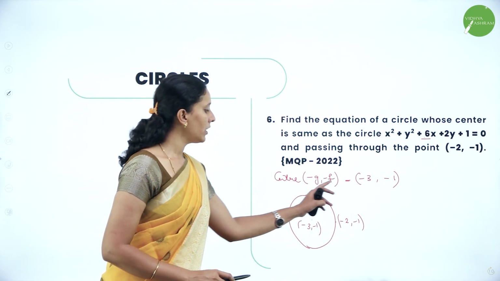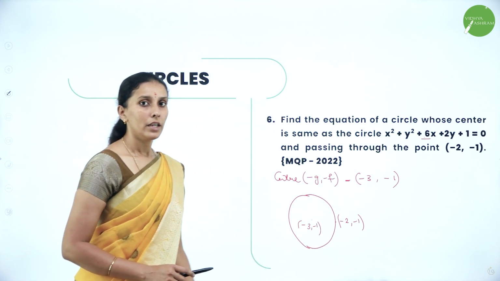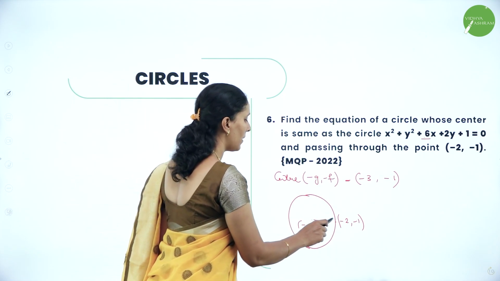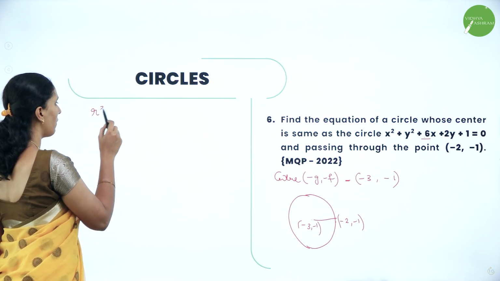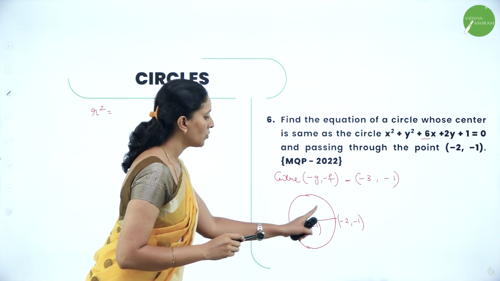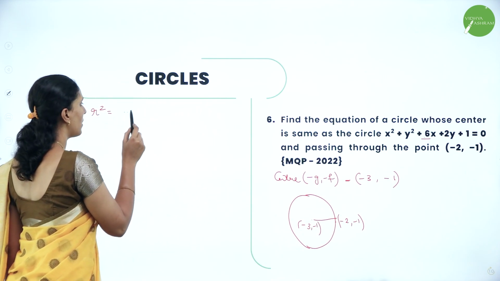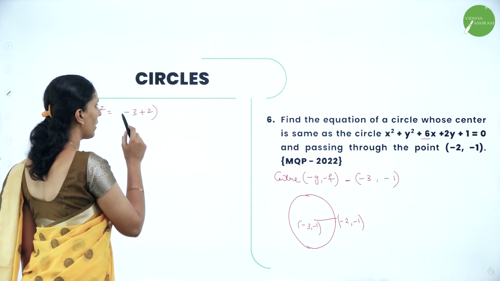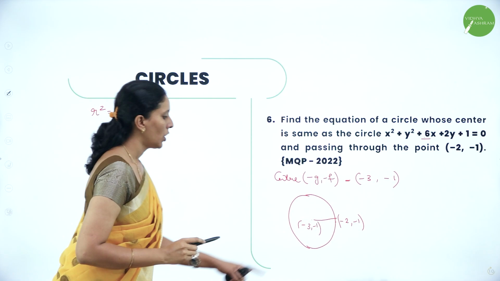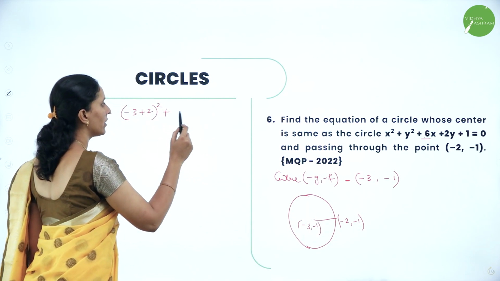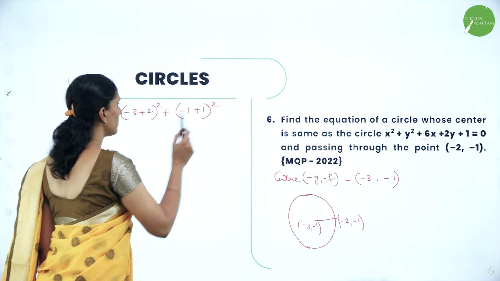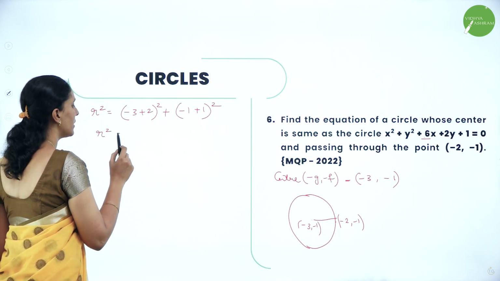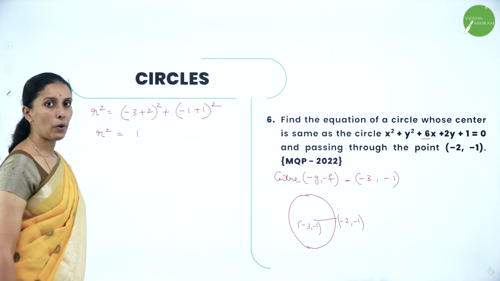So now we need to find the equation of the circle. Let us apply the distance formula to find the radius. That is r square we will take (x2 - x1) whole square, that is (-3 + 2) whole square, plus (y2 - y1) whole square, that is (-1 + 1) whole square. So clearly we can see here r square is equal to 1.